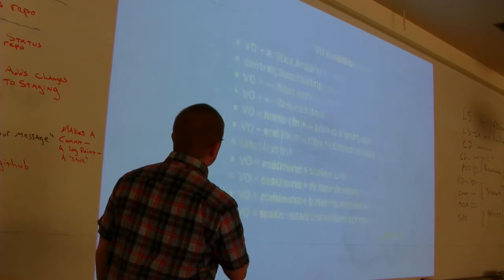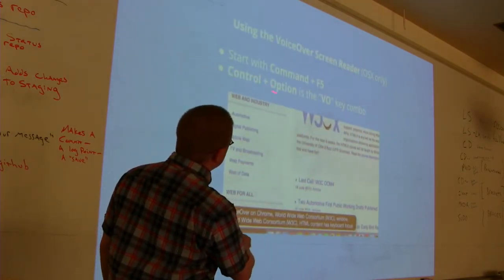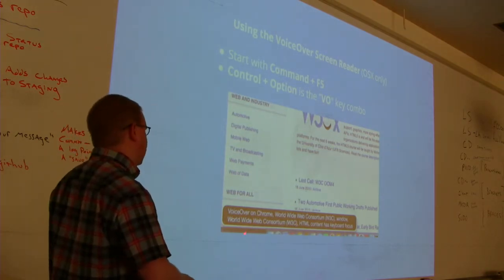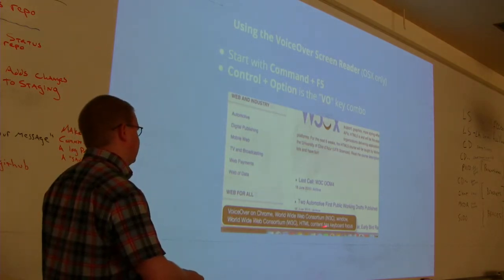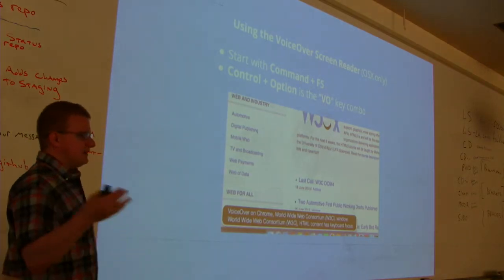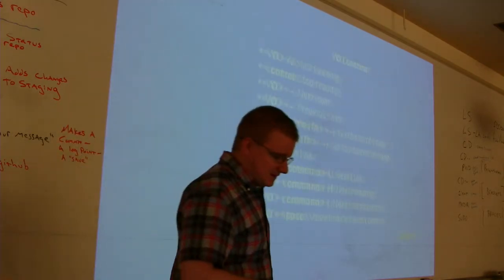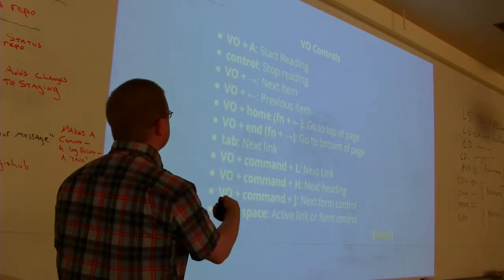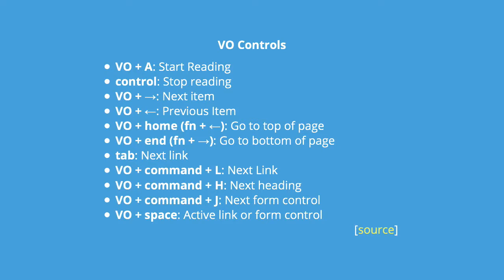but there's this VO control. VO just means control plus option. That's kind of the voiceover control. And then down at the bottom of your page, you're going to see the text of that voiceover is reading out, and then you'll also hear it talk to you. So there are various controls for things like starting reading, stopping reading, going to the next item, previous item, top of page, bottom of page. Next link is just tab. That should sound familiar. That's how it works on a browser. Going between headings, going between form controls, activating something on the form control.